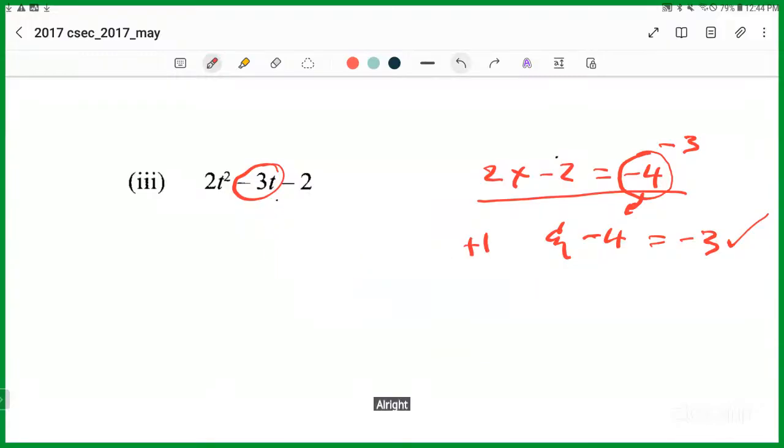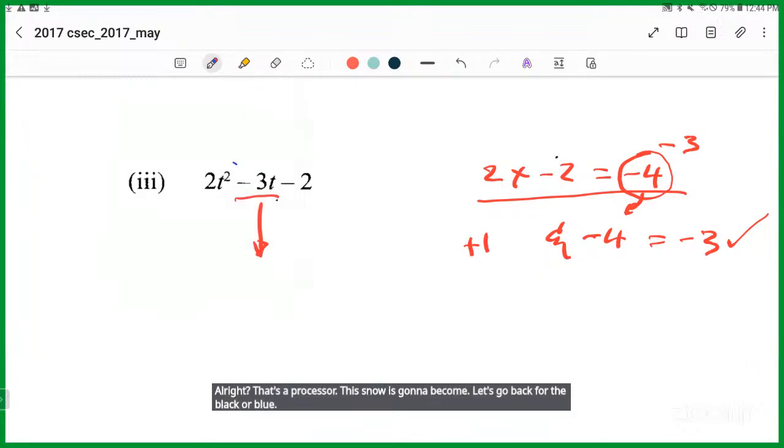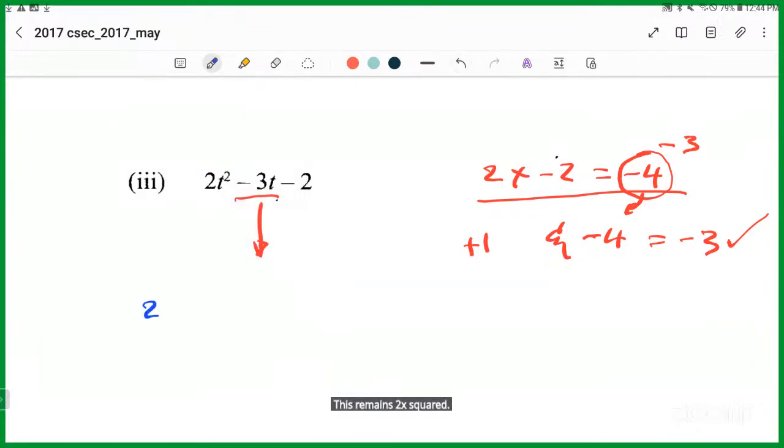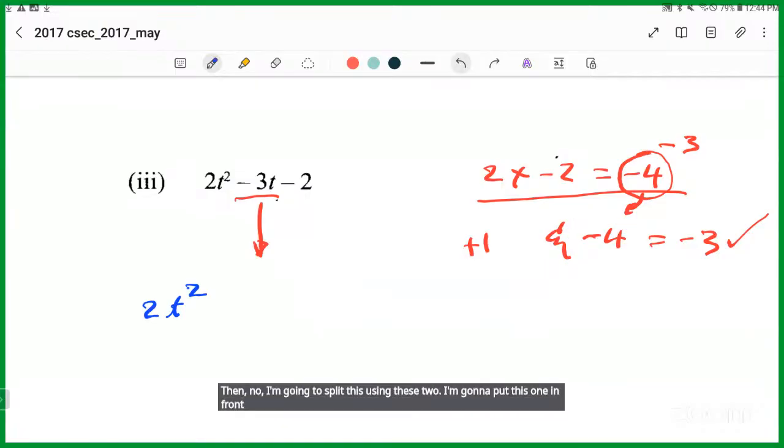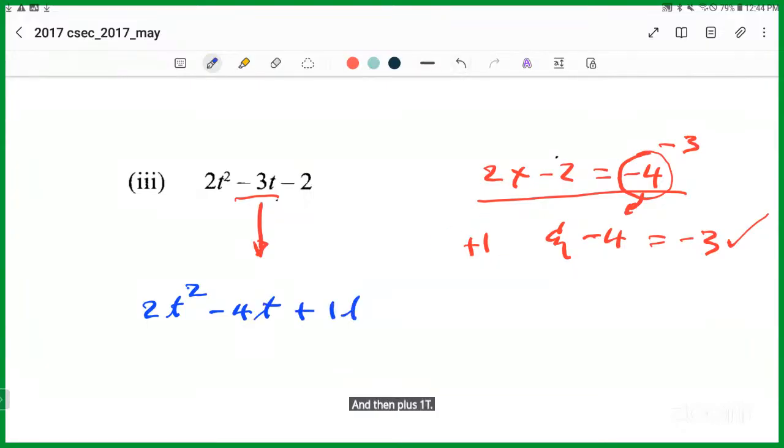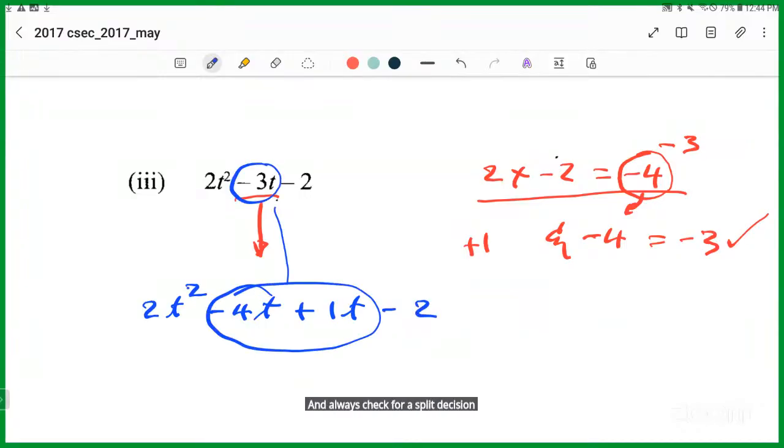Alright? That's the process. So this now is going to become, let's go back to the black or blue. This remains 2t squared. Then now, I'm going to split this using these two. I'm going to put this one in front because it will factorize nicely with the 2. So I'm going to put it as minus 4t and then plus 1t. I don't have to put the 1 there, but let me put it still. And then I get back minus 2 up here. And I always check if I split this in two, it would give back this middle term. Yes. Negative 4 plus 1 is negative 3.